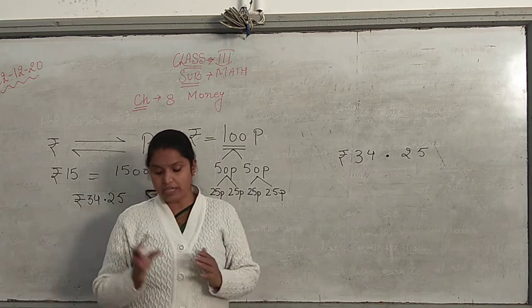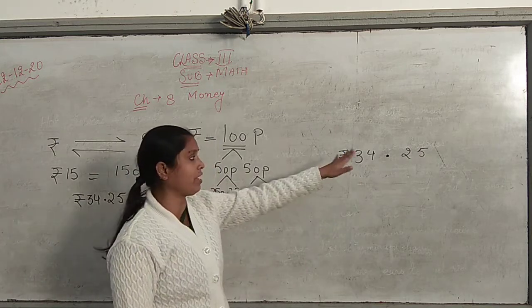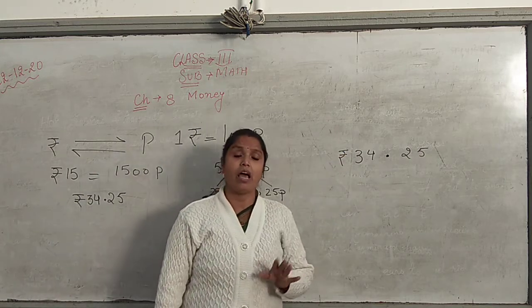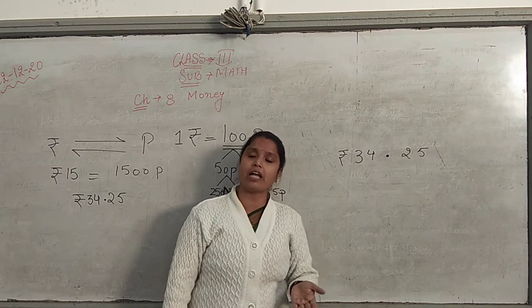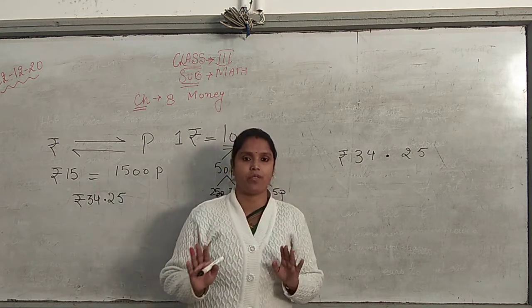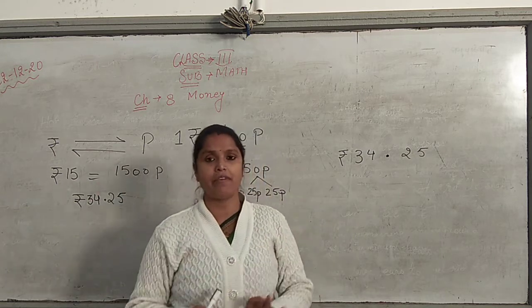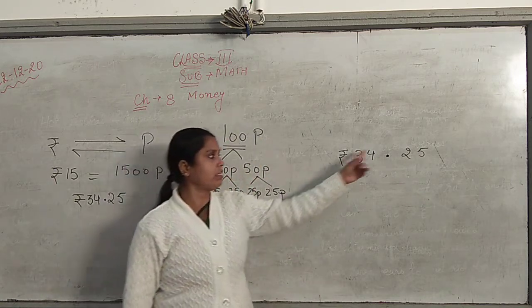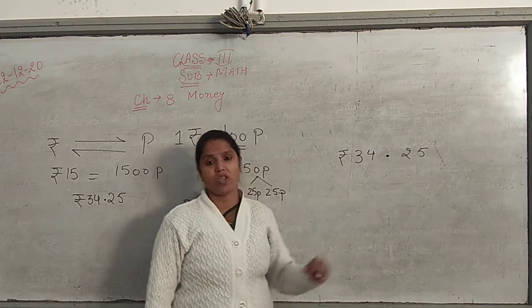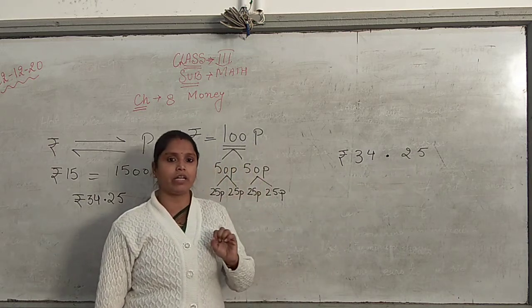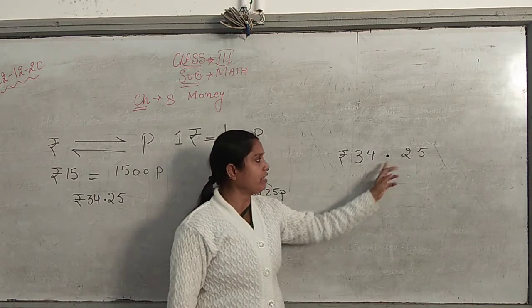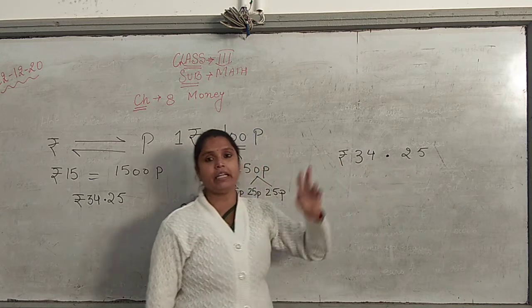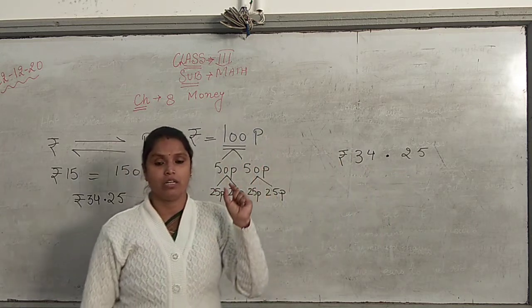When we write rupees and paise together, this is how we write. In money it is not that only rupees are there. We have money in both forms, rupees plus paise, and it can also be written together. And how do we write it? We write it by separating it with a dot.